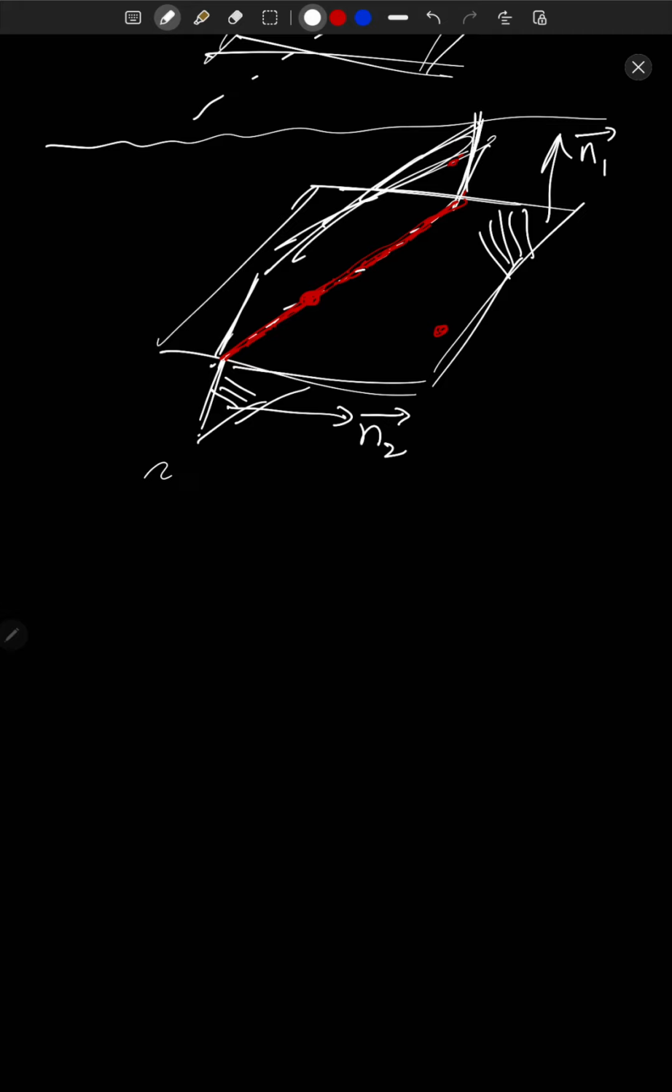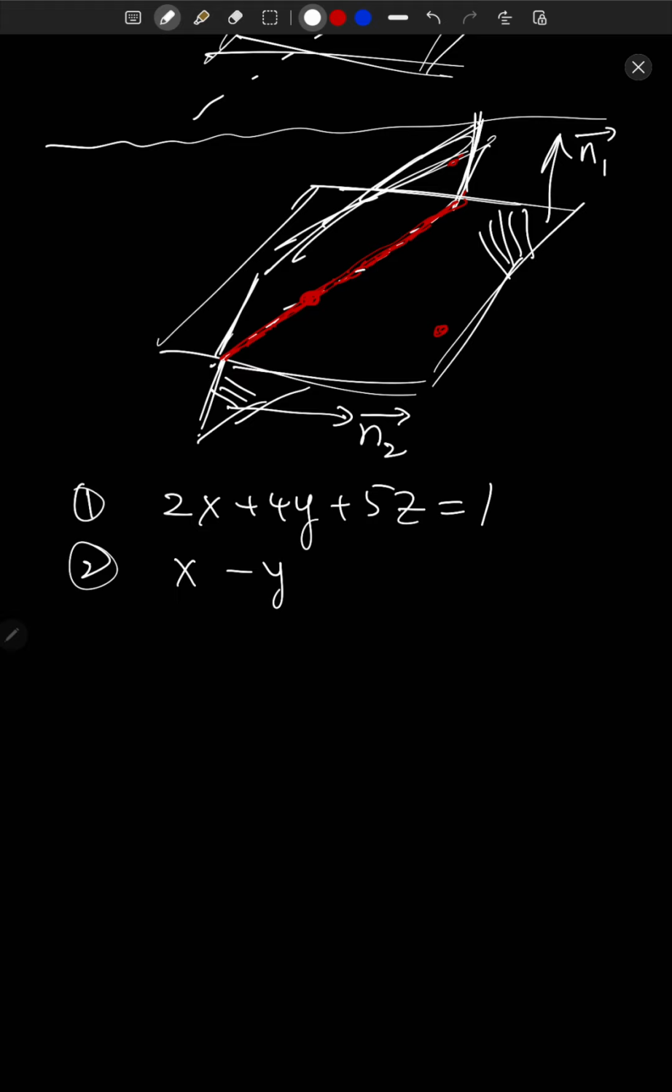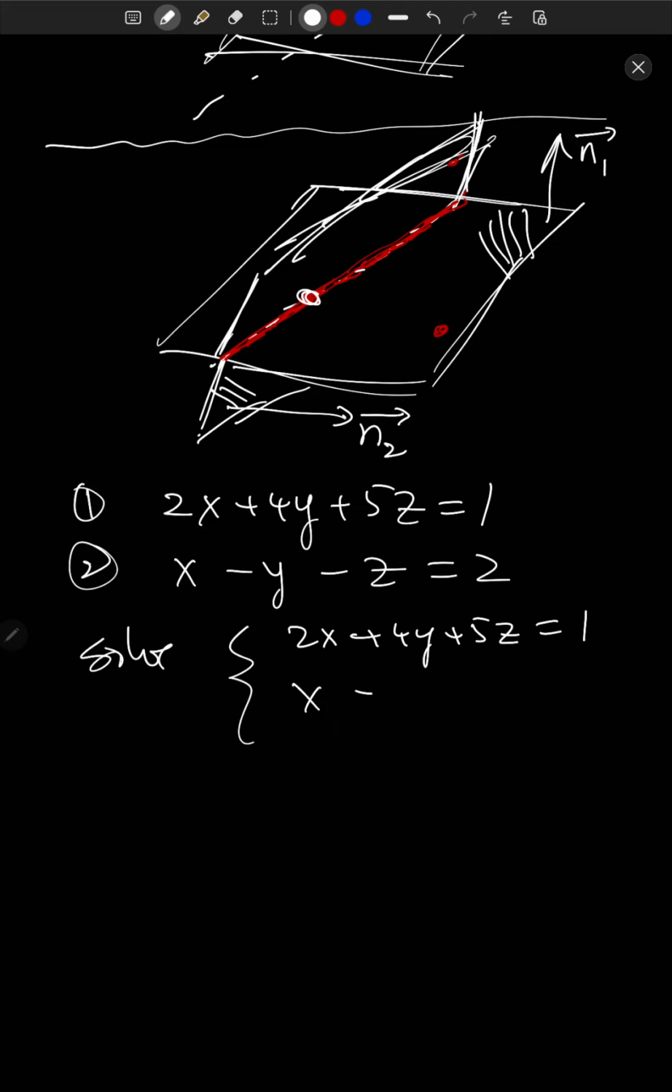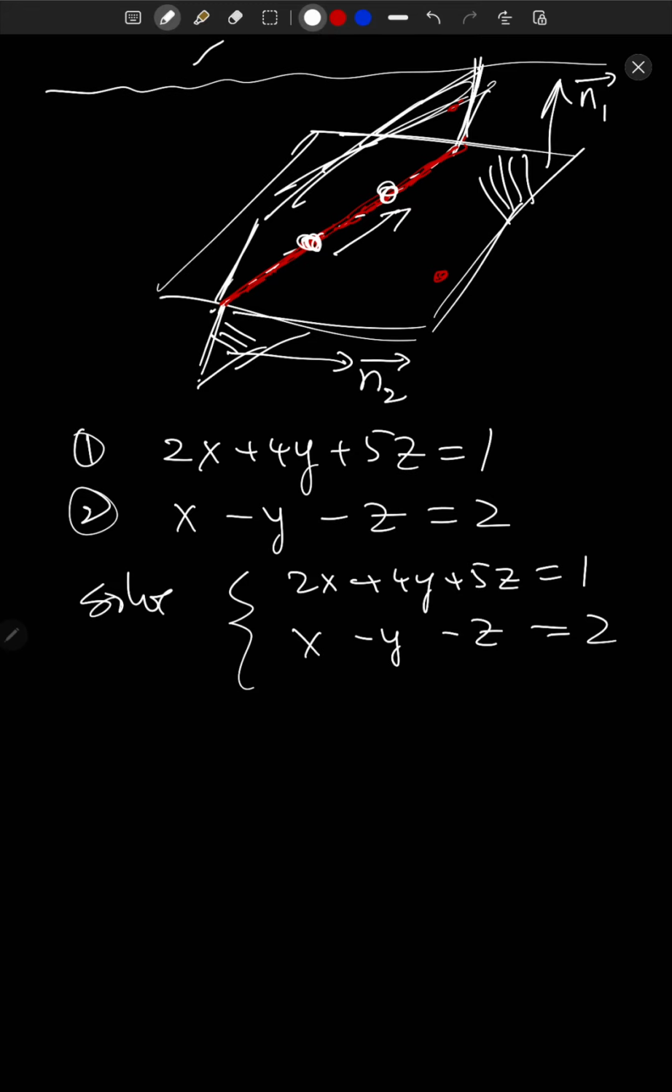Maybe I should actually write down a numerical example. So let's say the first plane is 2x plus 4y plus 5z equals 1. Second plane is x minus y minus z equals 2, right? So to find a point on the line, one thing you can do is solve the system of equations, 2x plus 4y plus 5z equals 1, x minus y minus z equals 2, right? There's going to be an infinite number of solutions, but if you solve for one of those solutions, you'll get one point. Okay, and pretty clear. You can also solve for a second point, and then you can subtract them to get the direction.